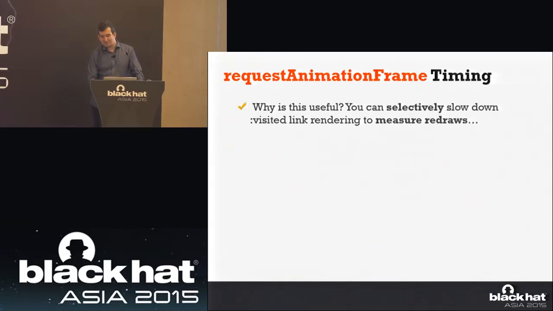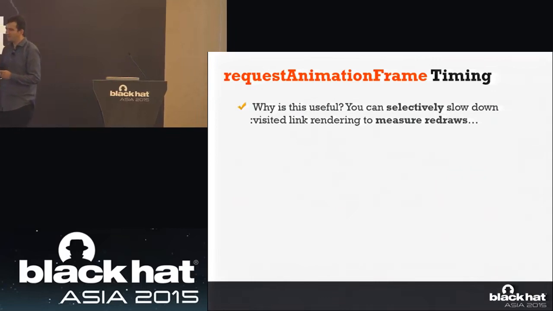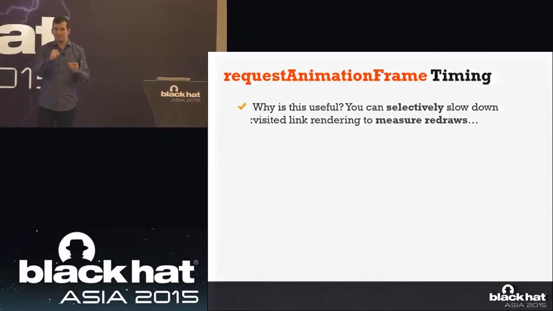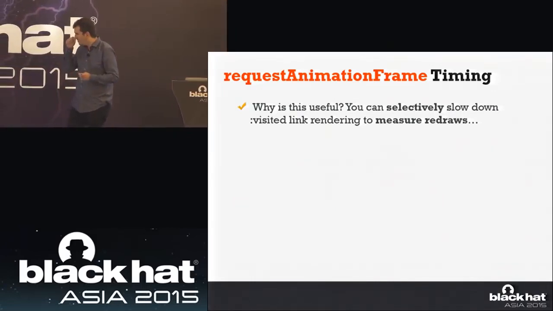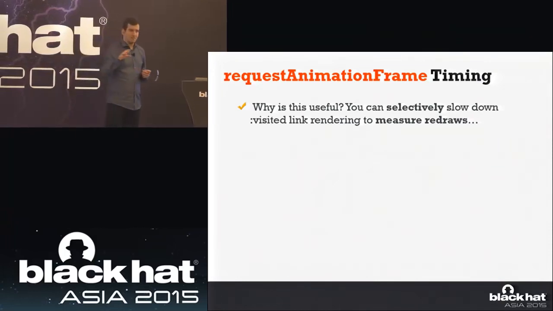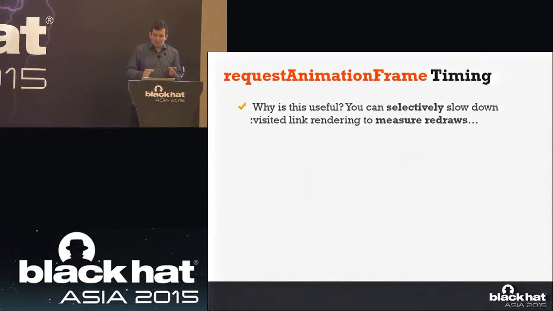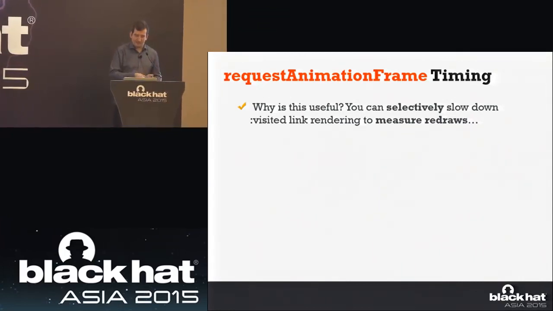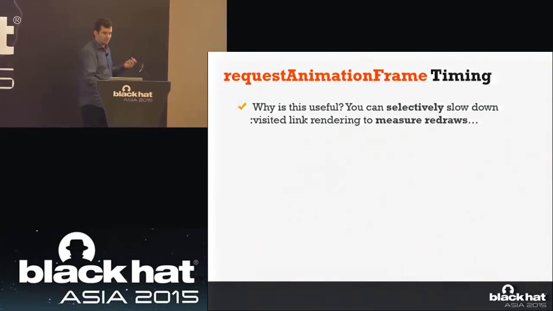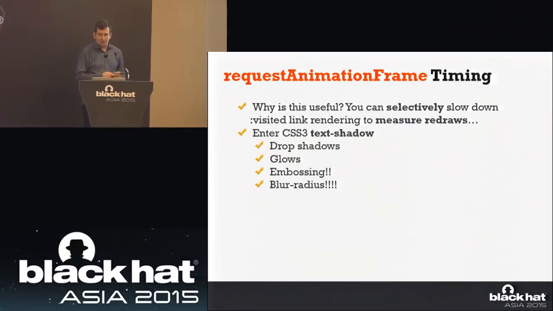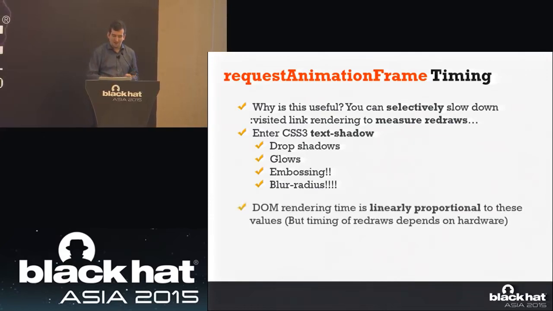You may think, well, that's not very useful, but it is, because you can selectively and purposely slow down links that were visited by you, right? By applying something that's going to make it slow. And I'll talk about that something in a moment. But what if you could selectively slow down certain links, and then measure how long it takes to render them? You could use something like CSS3 text shadow that allows you to use effects like drop shadows, glows, blur radius, etc.